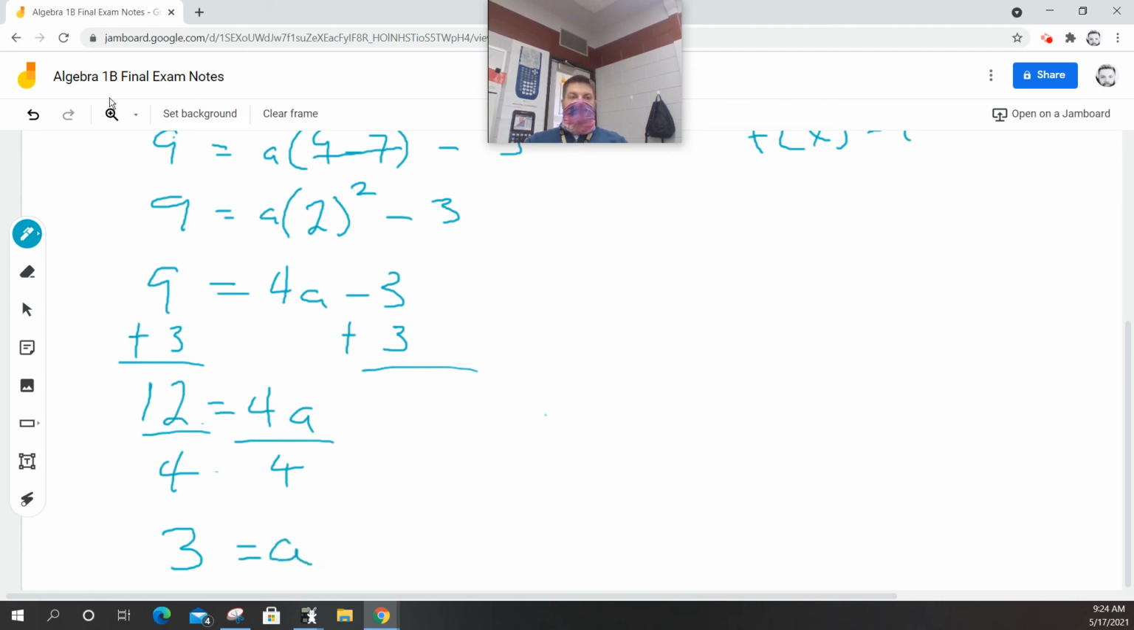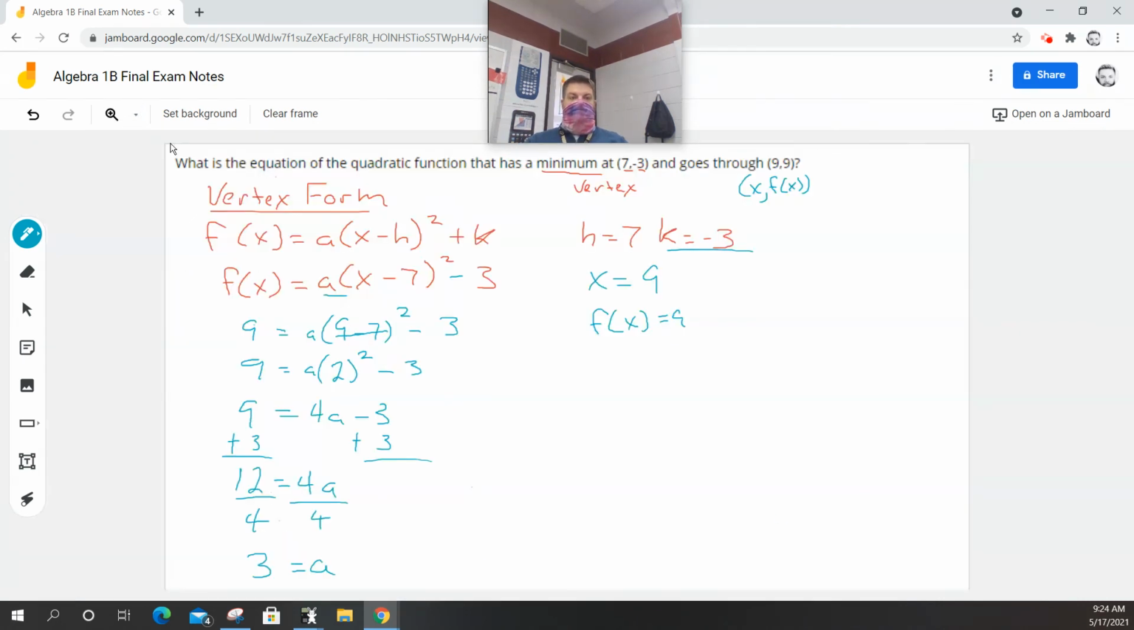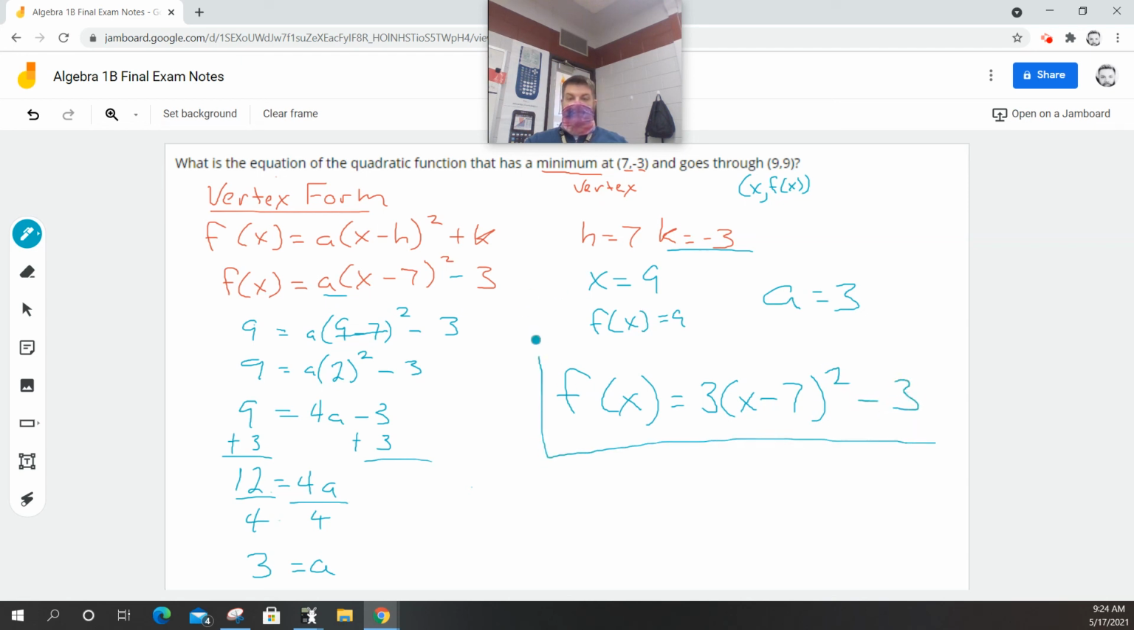So what is my equation? Well, I did all that to find out what a is. So a now equals 3. So my equation is f of x is equal to a, which is 3, times the quantity x minus h, but h is positive 7. So it's x minus 7 squared, and then -3. This is the final answer.